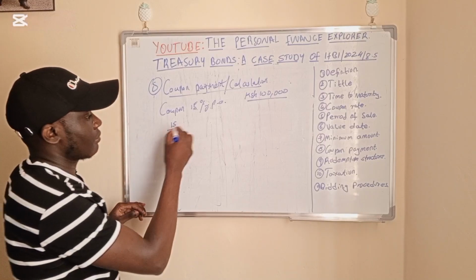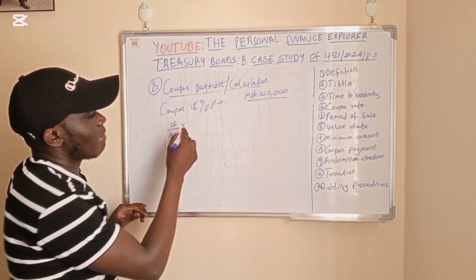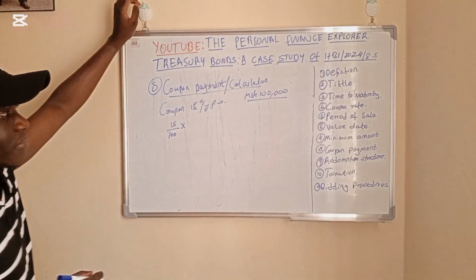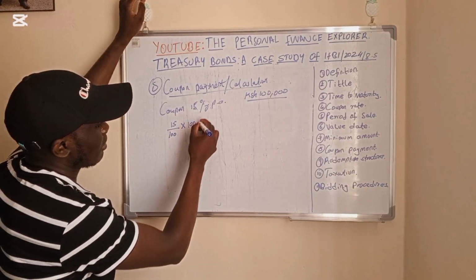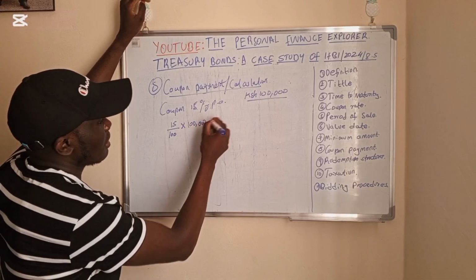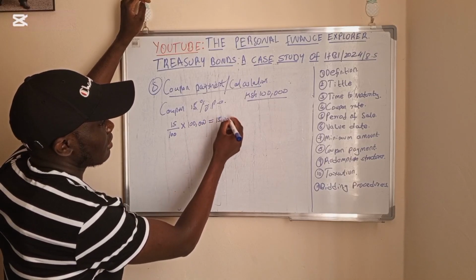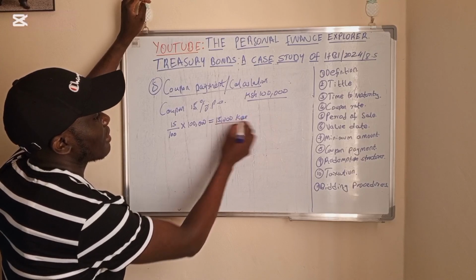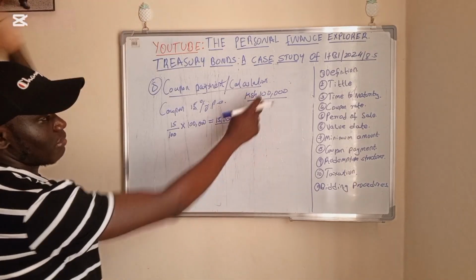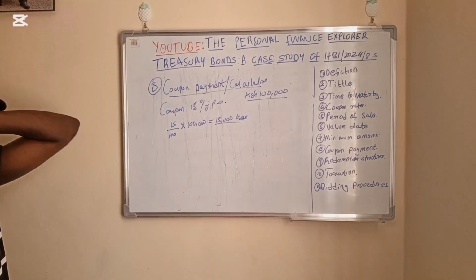So, calculating the interest is as simple as taking this 15% multiplied by the amount that you had invested. That is 100,000. So this becomes 15,000. So you are supposed to receive 15,000 per year from an investment of 100,000.